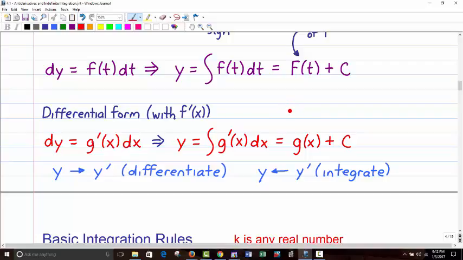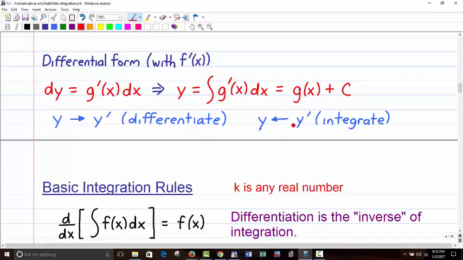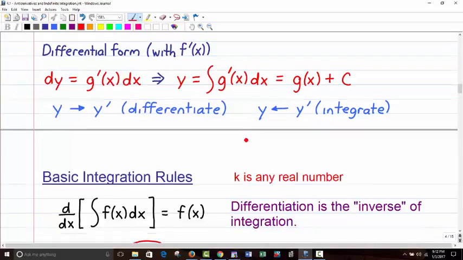All right, and I'm just showing you a little mapping, sort of. Integration is kind of the reverse process of differentiation. So when you differentiate, you're going from y to y prime. When you integrate, you're going from y prime to y.